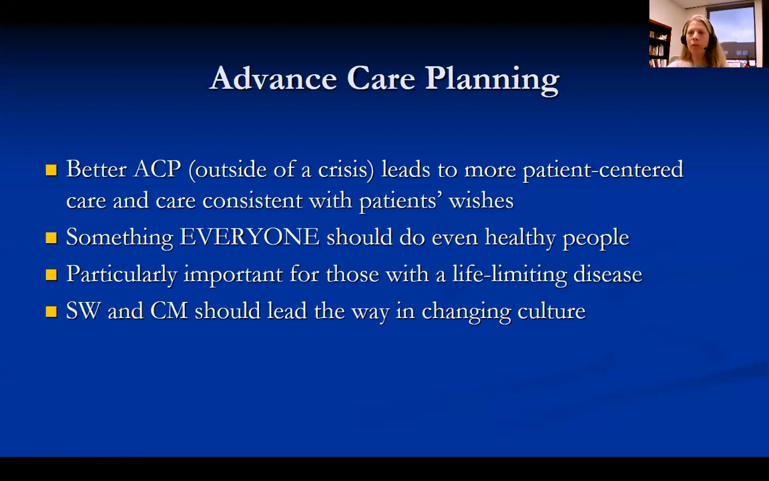Okay, so advanced care planning is important. We know that better advanced care planning outside of a crisis situation leads to more patient-centered care and care consistent with patients' wishes. Advanced care planning is something that everybody should do, even people that are not sick, especially healthy people. It is particularly important for those with a life-limiting disease. And social work and care management should lead the way in changing the culture here at UAMS, where this is just standard of care. We really do need to improve our advanced care planning at UAMS and increase the rates of advanced directive completion.